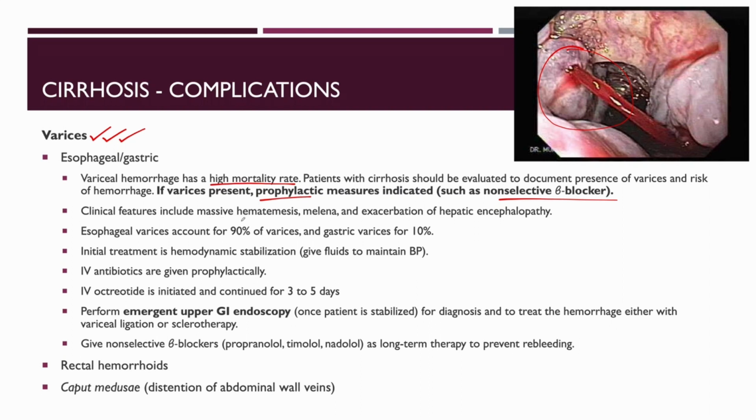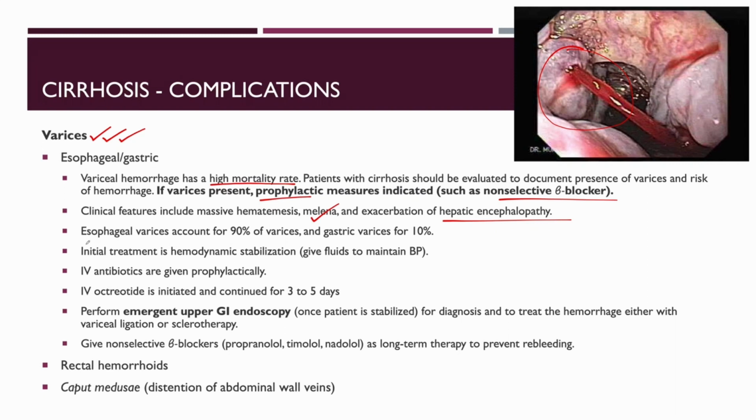Like we said, it can cause a massive hematemesis. You can also get, since it's an upper GI bleed, some melena, dark tarry stools, and it can also cause exacerbation of hepatic encephalopathy.